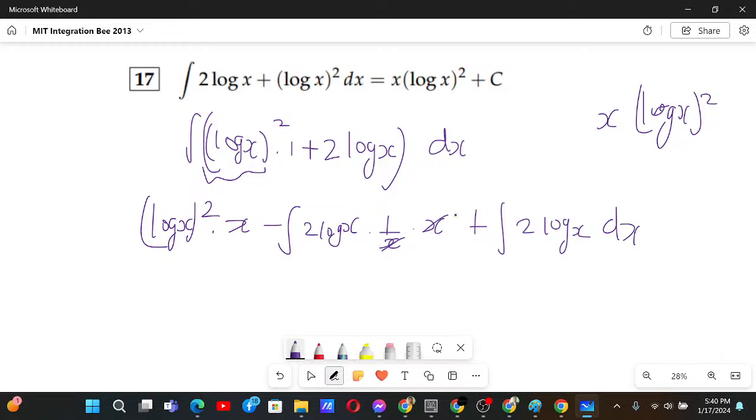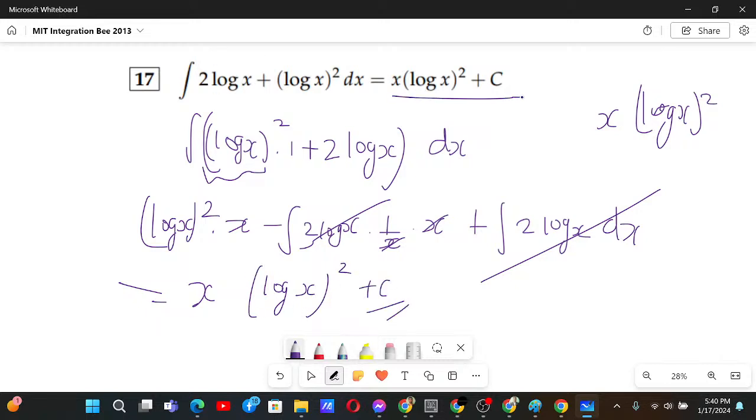Now these two are the actual same integral, so these also cancel out. We have (x log x) whole square remaining, and then plus c. This is the answer. Let's go to next problems.